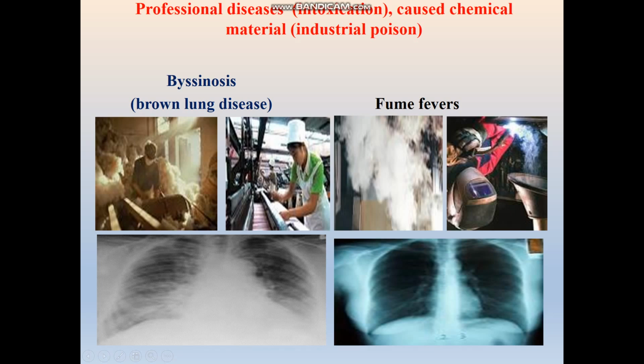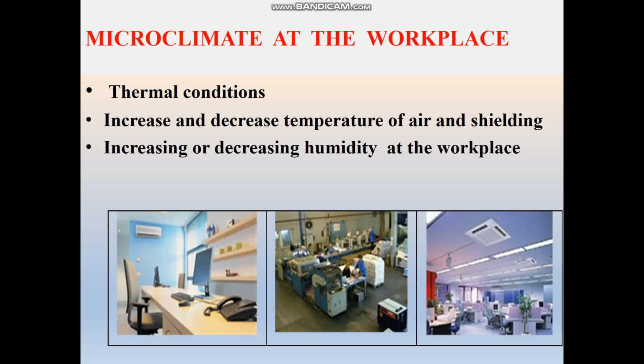Byssinosis, brown lung disease, a chronic condition involving obstruction of the small airways, severely impairing lung function, is caused by dust from hemp, flax, and cotton processing. Microclimate at the workplace. At the workplace, the working organism is influenced by thermal condition, increase and decrease of temperature of air and shielding, increase or decrease of humidity, air pressure, and other parameters.